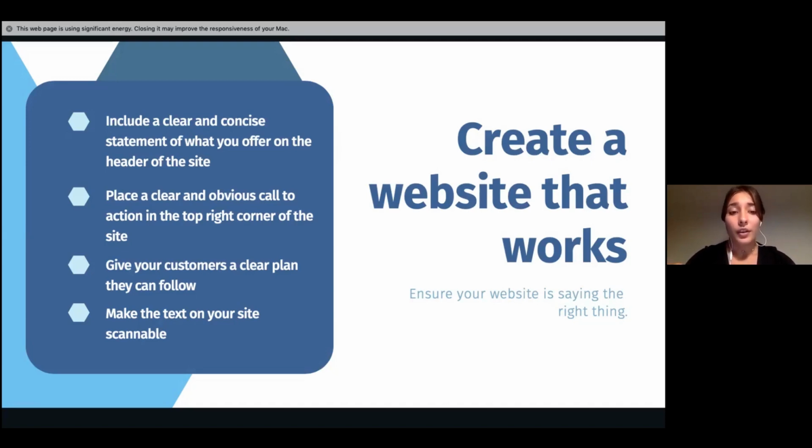Then you need to give your customers a clear plan they can follow. So when I go to your website and I see your products, and then I decide that I'm interested, I need to know what I have to do. You need to show me that it's very easy to buy your product or your service. For example, in general terms, you could say: first step, book an appointment. Second step, let us help you with your problem. And third step, enjoy your service or solve your problem.